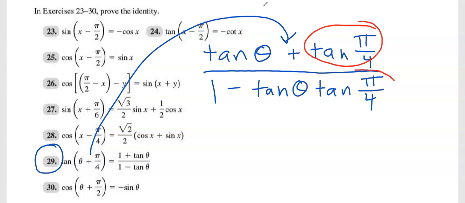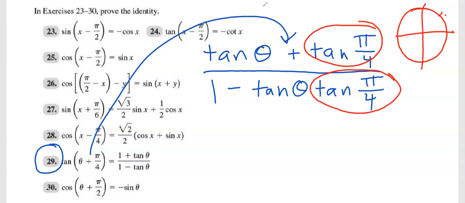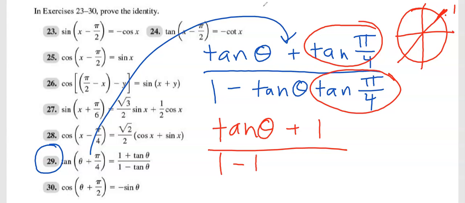What did you replace tangent pi over 4 with? 1. The slope at pi over 4, folks, if you think about that circle, pi over 4 is smack dab in the middle there. That's got a slope of 1. It's not the x value or the y value, it's the slope. So if you did that replacement, don't you have your proof? We're done. It really doesn't matter if you rearrange it in the numerator. It's the same thing.